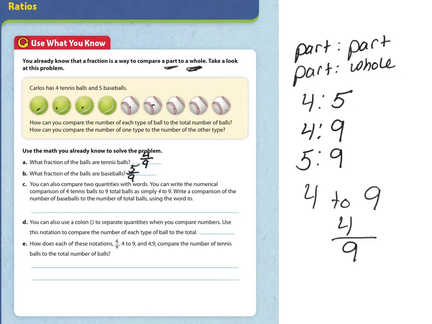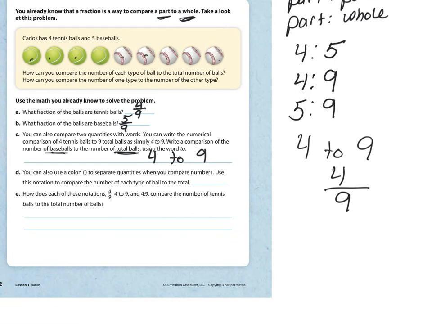You can also compare two quantities with words. You can write the numerical comparison, numerical being number comparison, of 4 tennis balls to 9 total balls as simply 4 to 9. Write a comparison of the number of baseballs to the number of total using the word to. So, order matters. So they're asking us to put baseballs first, then total. So we're talking about how many baseballs we have. We have 5. There are a total of 9. So our ratio is 5 to 9. You could also put 5 baseballs to 9 total balls, whatever you want to put there.